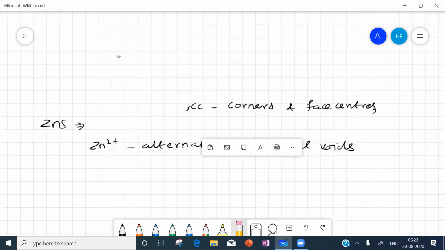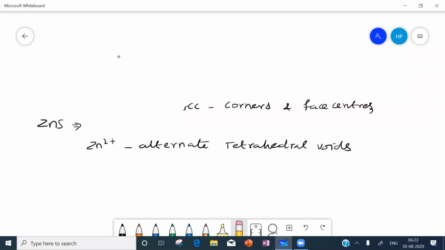sulfide forms FCC. That means sulfide occupies corners and face centers. Zn2+ occupies alternate tetrahedral voids.